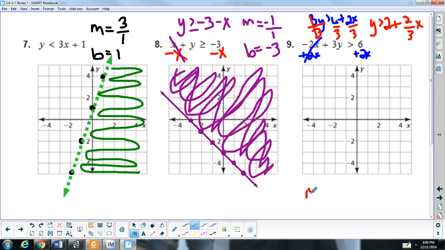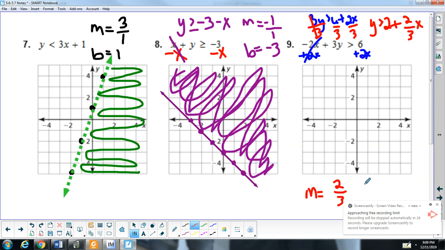So my m value, my slope, is a 2 over 3. It's already a fraction, so I don't have to worry about that. My b value is a 2. So I'm going to begin at b, so I begin at 2. Then I move with my slope, so up 2 to the right 3, or down 2 and to the left 3. Then I'm going to connect my line with a dashed line because it's less than or equal to.